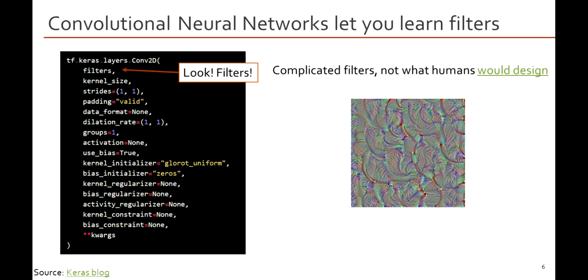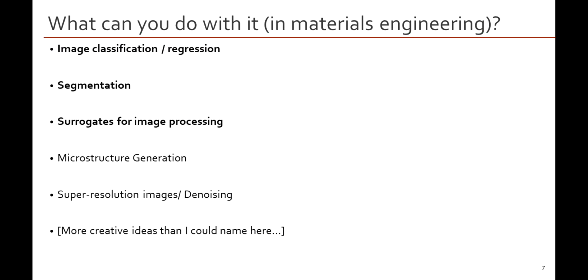And those tasks, when we're looking at materials science, can be a lot of different things. And we're going to show you a few of these different examples that range between, say, predicting the property of an image with classification or regression, through surrogates to make image processing techniques faster, and these are some we're going to go into and some of the practical assignments that will go along with this lecture.